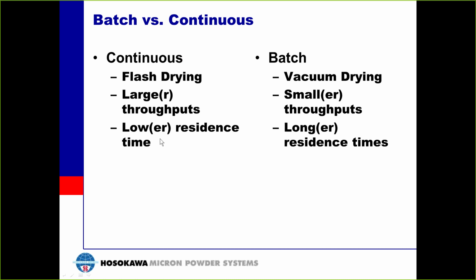Moving on, this slide gives you a little bit of just the generalizations comparing batch and continuous. Continuous dryers tend to be flash dryers. They tend to be used for larger throughputs, and they tend to have lower residence time for the material within the dryer. When you're looking at batch dryers, you tend to have vacuum dryers. You tend to have smaller throughputs, and you tend to have longer residence times. And those residence times can be important when you're looking at your final moisture content.